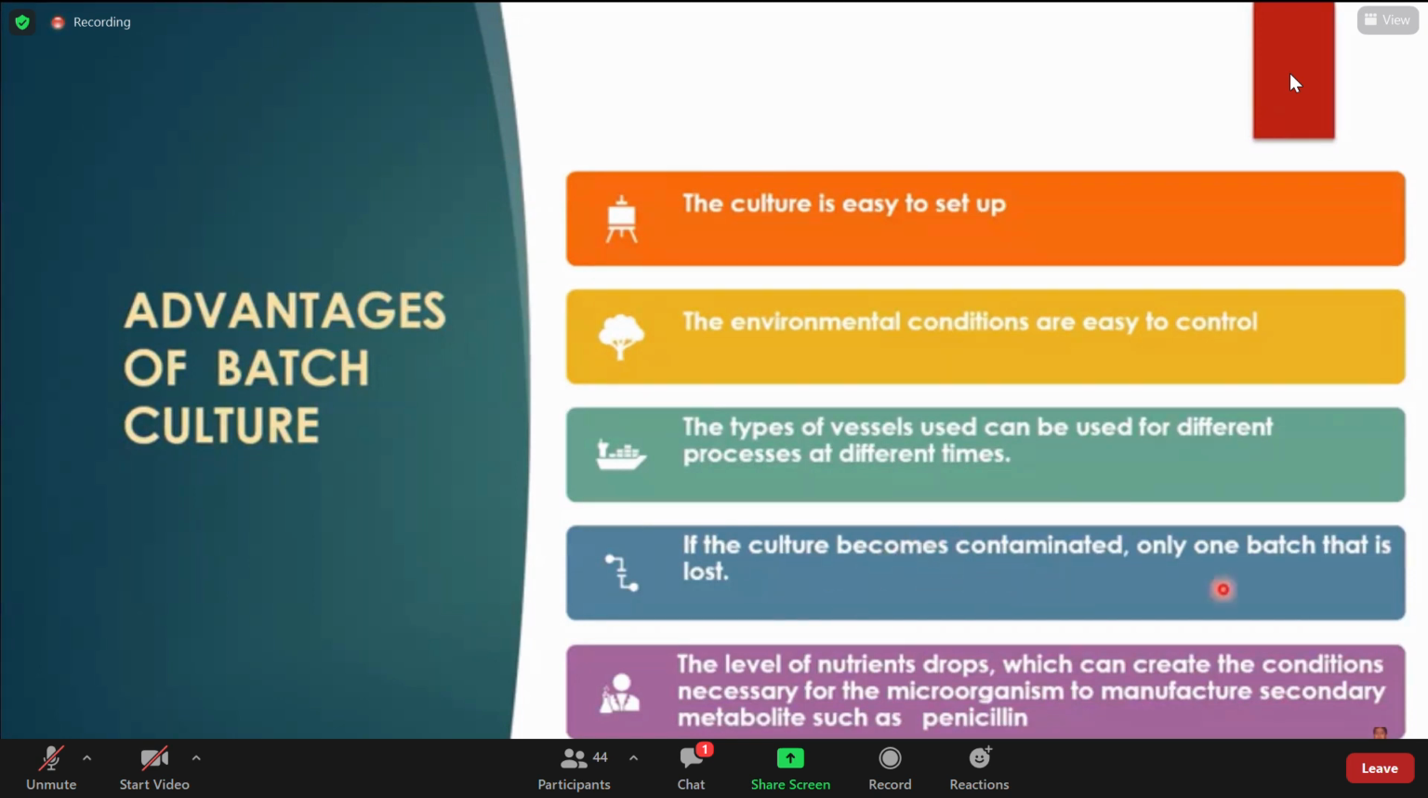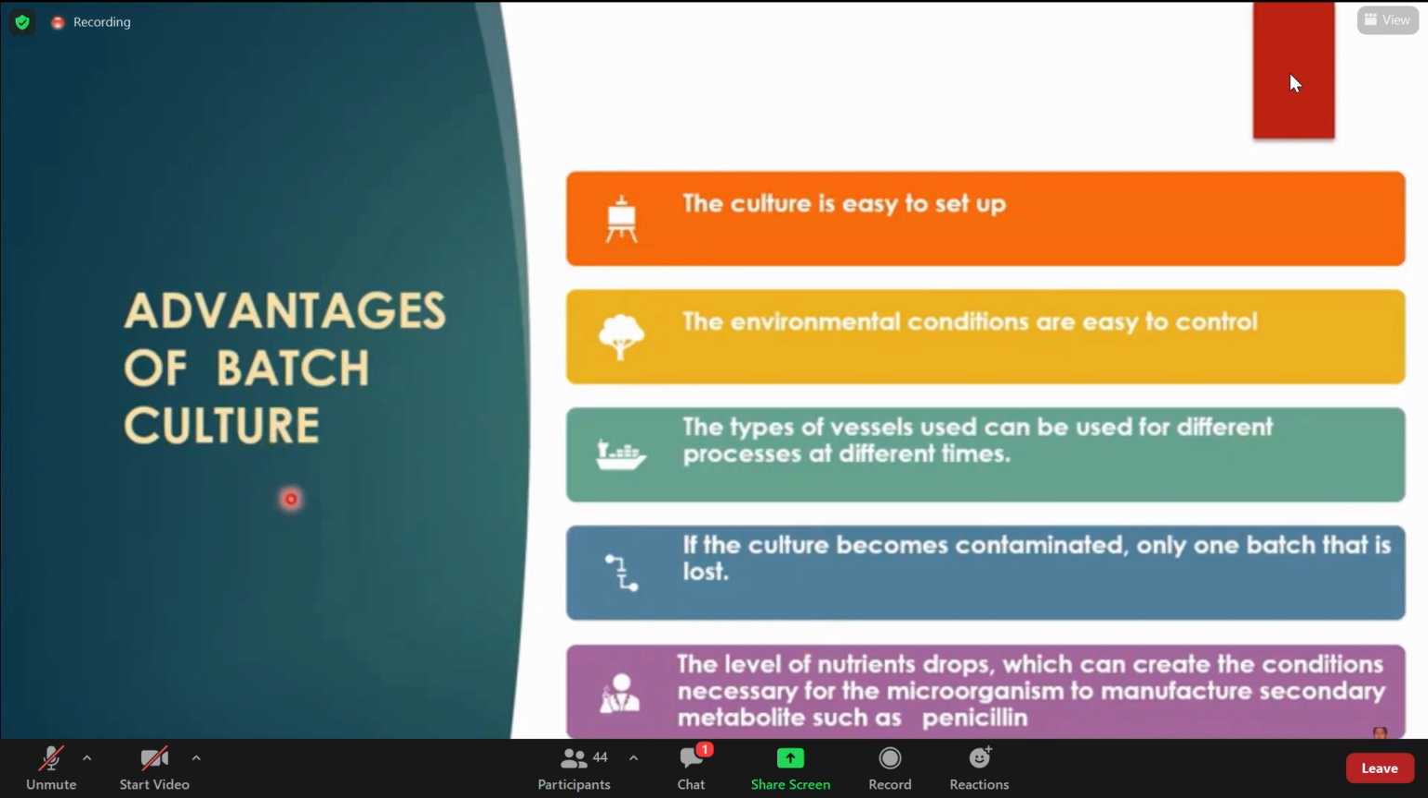If the culture becomes contaminated, only one batch is lost. Suppose any contamination occurred in the culture vessel, you can throw out that batch only; there is no need to throw out all the batches. And the drop in the level of nutrients can create the conditions necessary for the microorganisms to manufacture secondary metabolites, such as penicillin, which is the best example of this batch culture system. So these are all the advantages of the batch culture system to grow microorganisms. Once you have inoculated the bacterial culture in the medium, you are done with that batch. That's how this is a batch culture system.